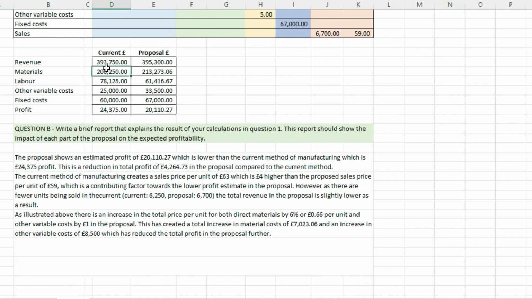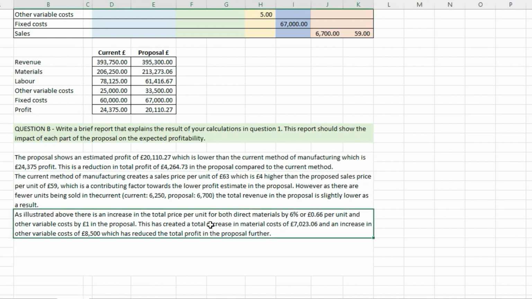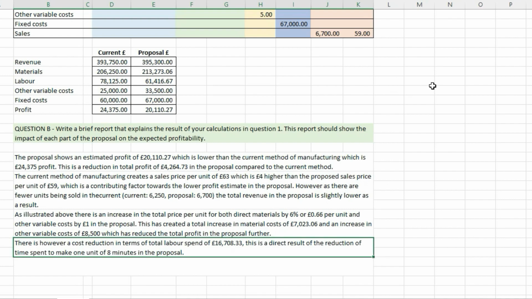So we're saying here that the materials and other variable costs have increased. So we're talking about the differences between the two, and again, comparing like with like. And then we're going to go on to say, how has this impacted the total profit? So we're going to say, because of the above, this has reduced total profit in the proposal even further. Next, we'll move on to labour.